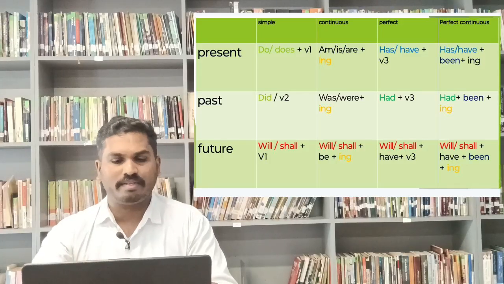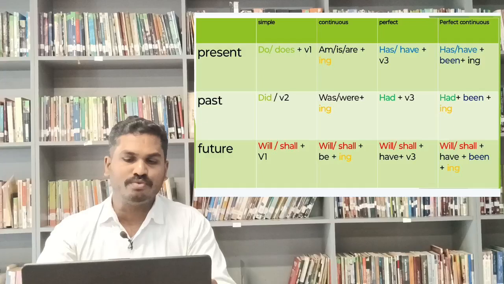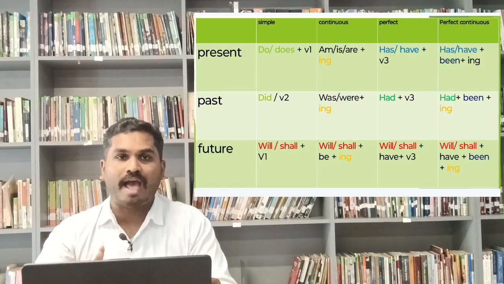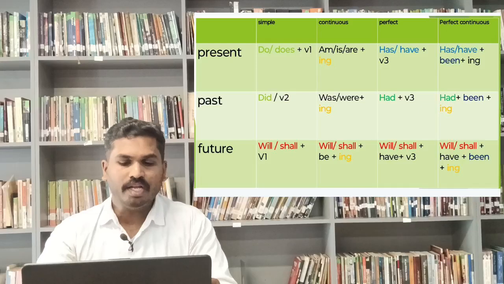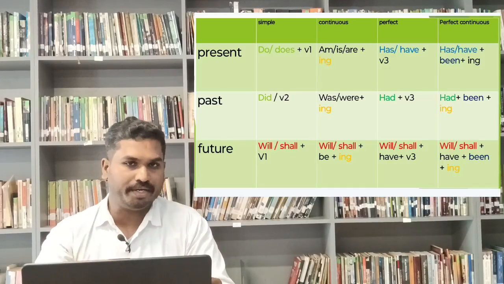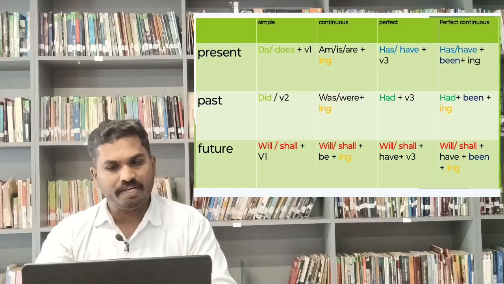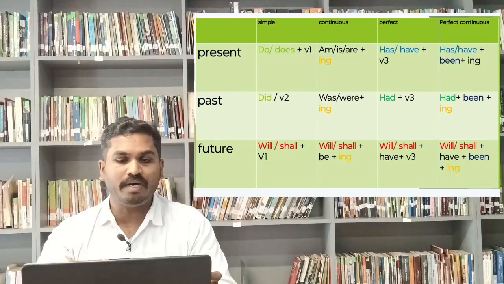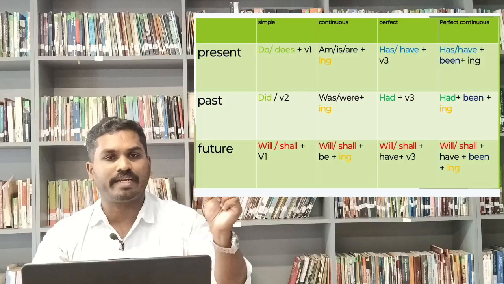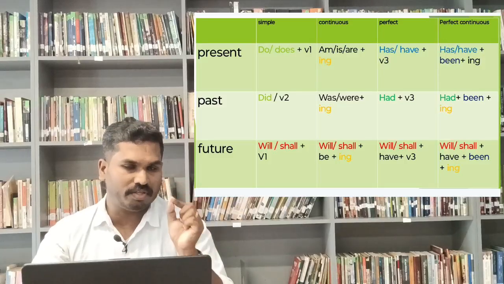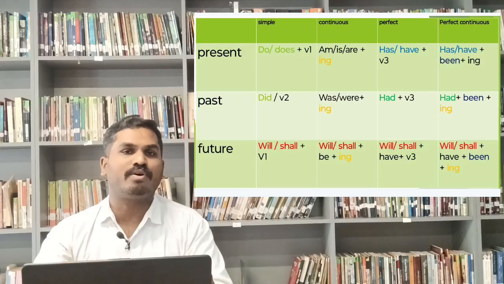Okay, but the thing is that you have to use the third form of the verb with has, have and had. Okay, so you have to use this third form of the verb with these three terms. So when you are hearing the perfect tense, you must remember, yes, the perfect tense is connected with has or have, and you must use the third form of the verb with this has or have or had.